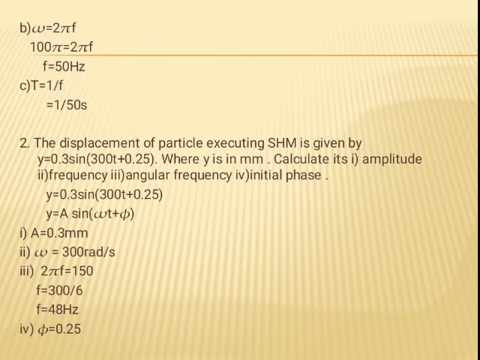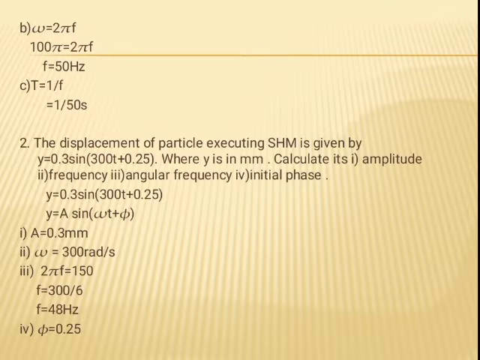Now going to your second question, what is it? So here also they have given you only your value of displacement. The displacement of a particle executing simple harmonic motion is given by y is equal to 0.3 sine into 300 t, that is your theta, plus what is that, the extra thing they have given you? It is your phase. It is called the initial phase. What is the initial phase? I will tell you about it. First, let me read the question.